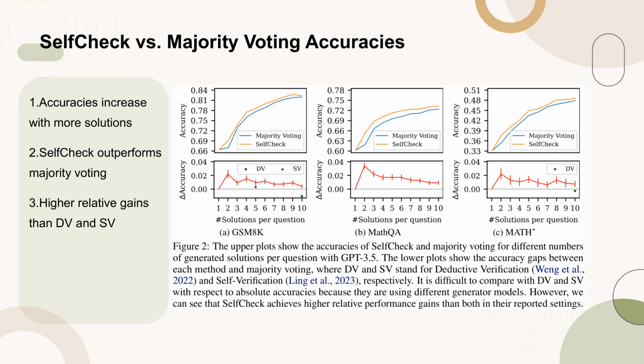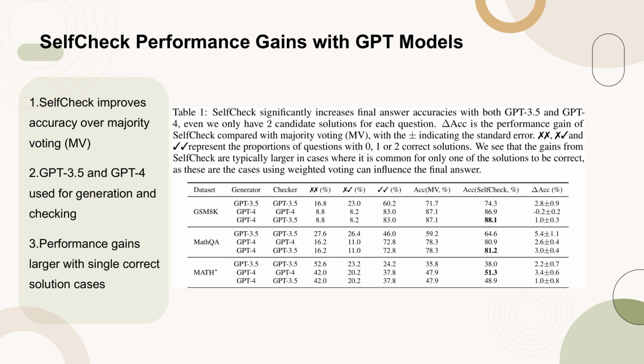Additionally, the improvements of SelfCheck surpass those of deductive verification and self-verification in their reported settings, despite the use of in-context learning from additional examples. Table 1 illustrates the significant performance gains achieved by SelfCheck when compared to majority voting, MV, across different datasets and GPT models. The table shows that SelfCheck enhances final answer accuracies even when only 2 candidate solutions are available per question. The performance gain, increment ACC, of SelfCheck over MV is indicated, with the standard error noted.